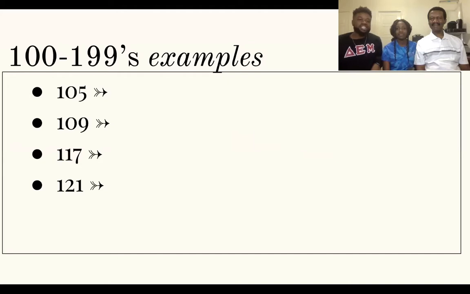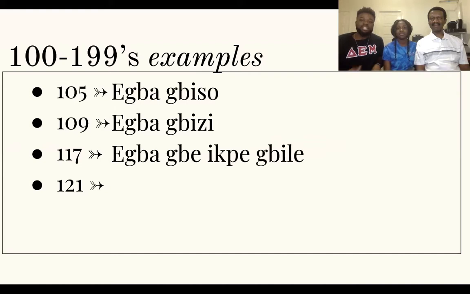Some quick examples from the 100s. 105 is Egba Biso. So Egba is 100, Be, and Iso is 5. 109 and 117 work the same way. 109 is Egba Bizi and 117 is Egba Be Ibe Bile. And 121, we're going to give you an opportunity to give it a shot. Go ahead and pause the video right now and come back to us once you have your best guess.